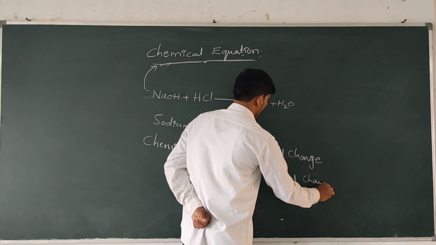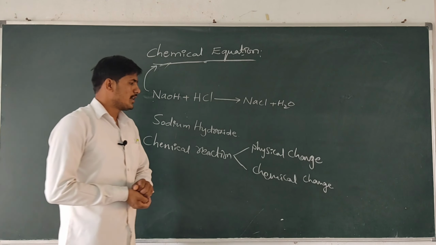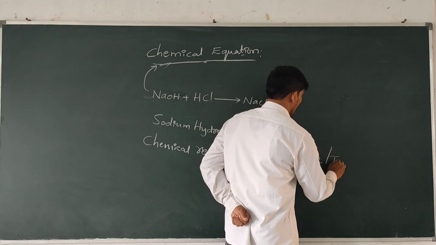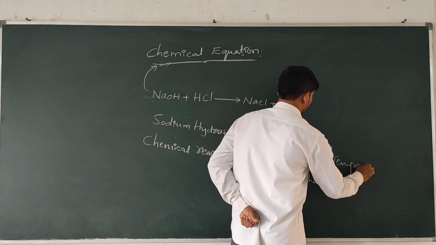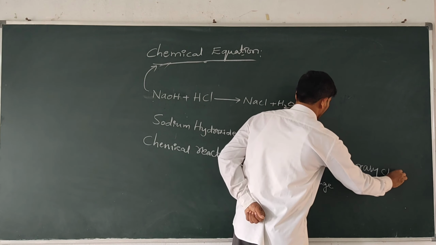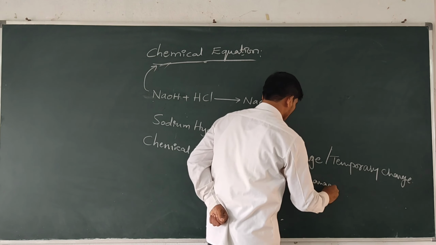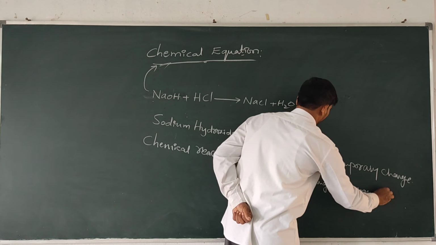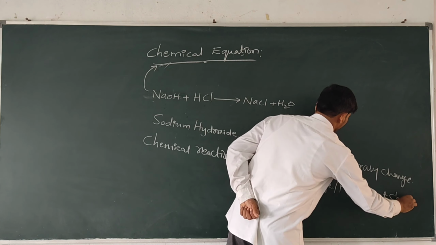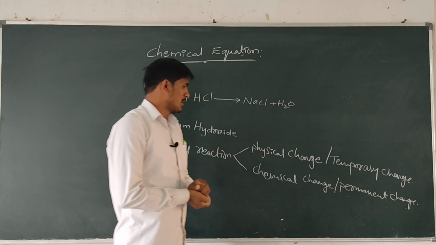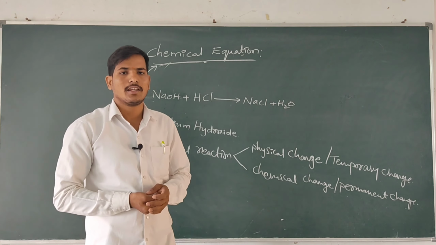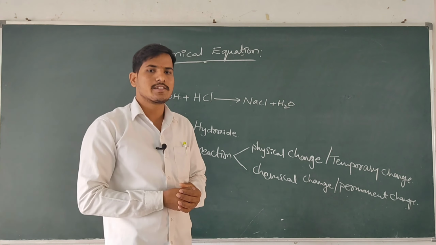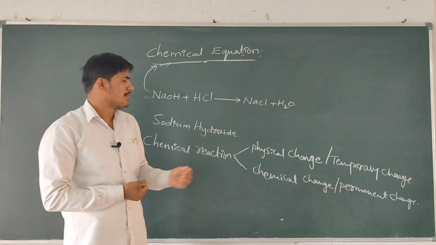What is meant by physical change? Physical change is also called temporary change. Chemical change is also called permanent change. When we apply an external force, the substance changes its shape and size; this is called physical change.